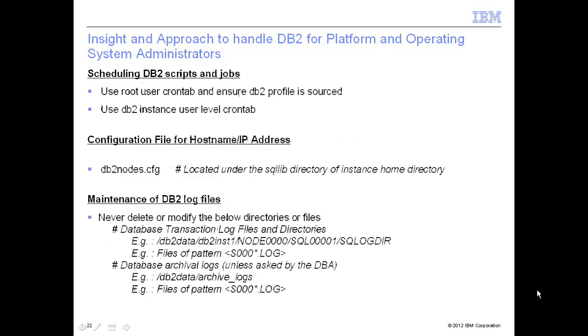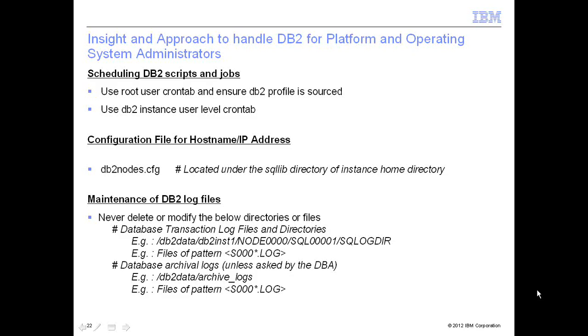Moving on to slide number 22. There are requirements to schedule DB2 scripts and jobs. So you can use crontab on a Unix system. I guess most of you already know about it. You can use either the crontab of root, or you can use the crontab at DB2 level, which could be the instance user or any other DB2 user. When you're using the crontab of root, make sure your DB2 profile is sourced in the script. Otherwise, you may find that your job is not running, although everything looks right with the script.